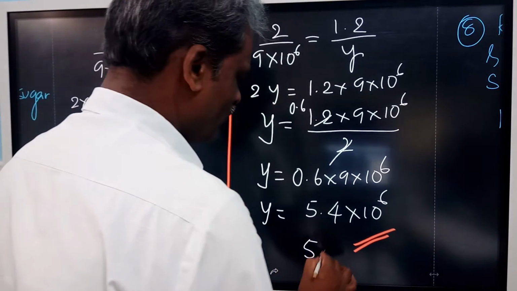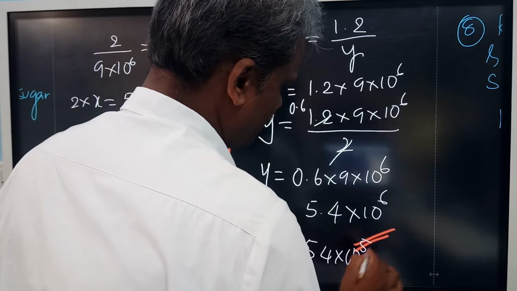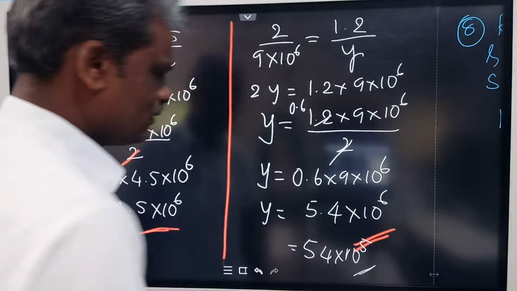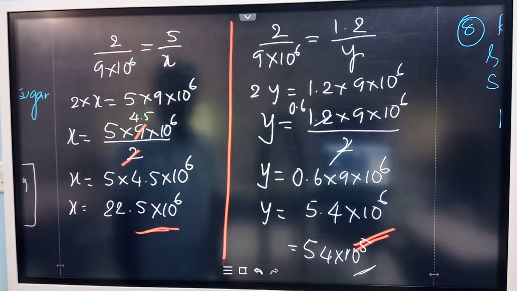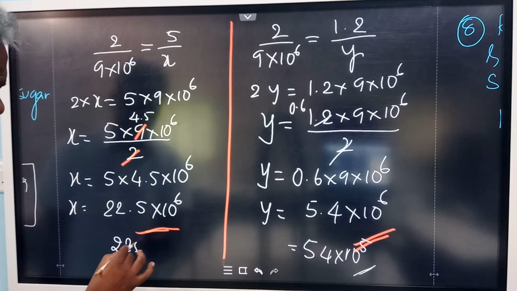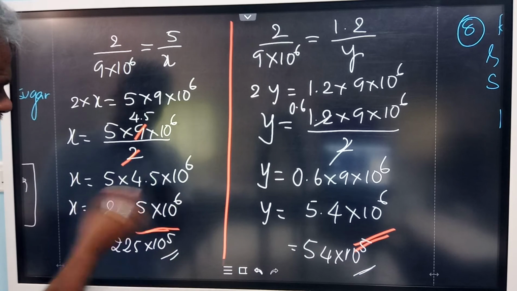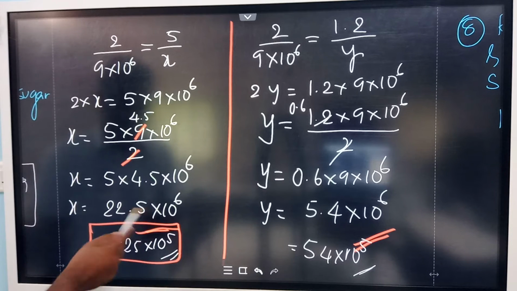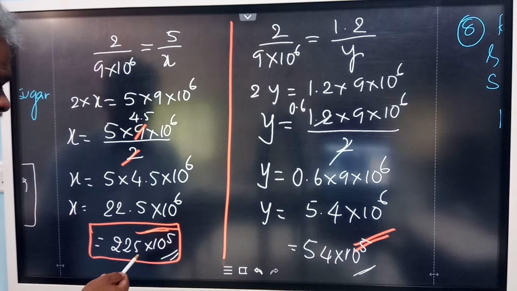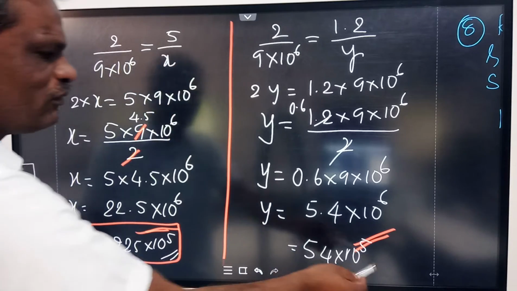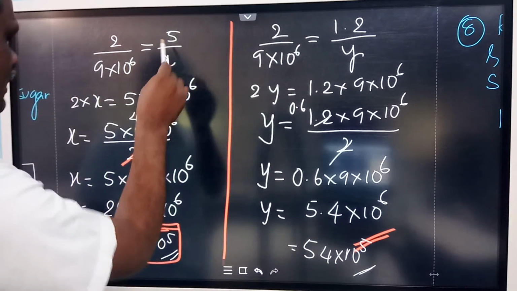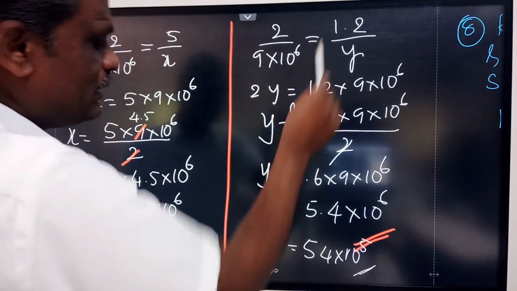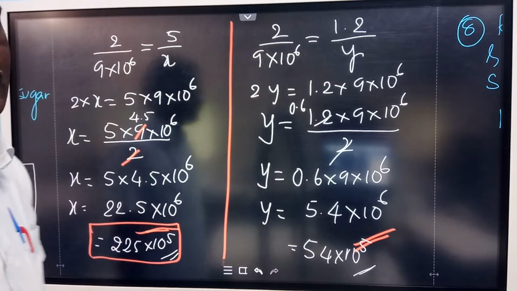Or we can write 54 into 10 to the power 5. It is a number. This one you can write 225 into 10 to the power 5. 110 you can multiply here, then it becomes a whole number. Decimal converts to whole number. So 5 kg contains 225 into 10 to the power 5. So 1.2 kg contains 54 into 10 to the power 5 crystals.